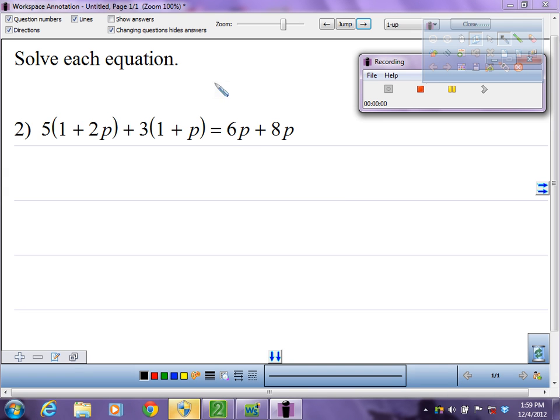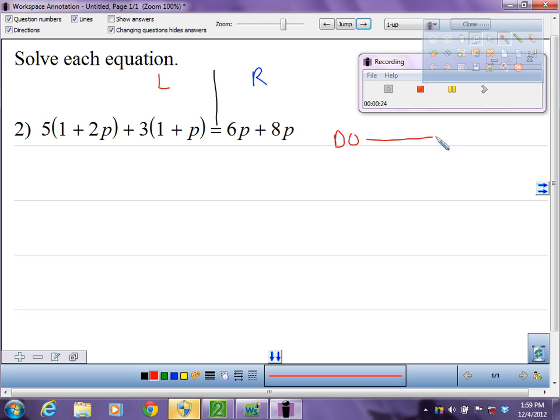Okay, again, this one here, solving for p, you're going to separate the left side from the right side. So first of all, if I do the left side here, since I'm just simplifying, in other words, I forget about the entire equation, I'm just looking at the left side. Then if I'm just simplifying, I am following PEMDAS in the correct order. So I do all the parentheses first.